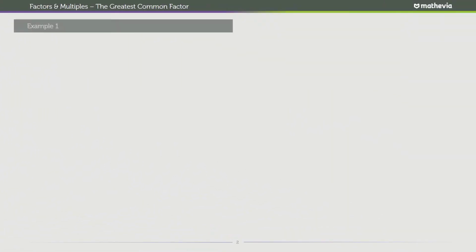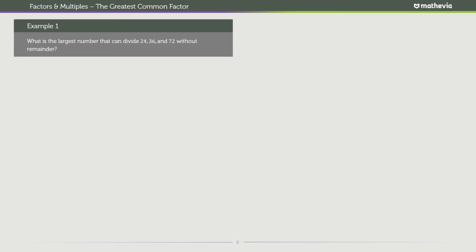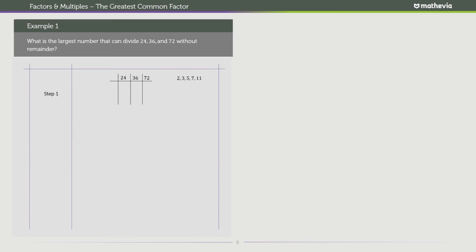So example 1. Example 1 says, what is the largest number that can divide 24, 36, and 72 without remainder? Now, quite simply, we're looking for the greatest common factor, i.e. a common factor between 24, 36, and 72, and pretty much looking for the largest one, the greatest one. And how do we go about doing this? We just go ahead, draw our table, put in our numbers, and bring in our prime numbers.